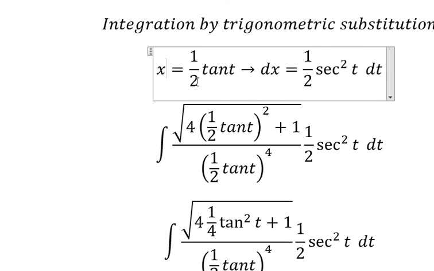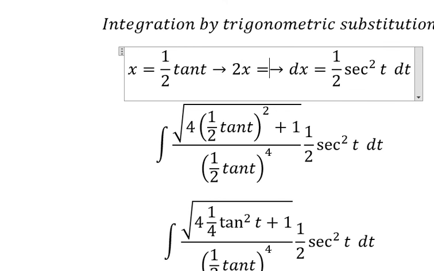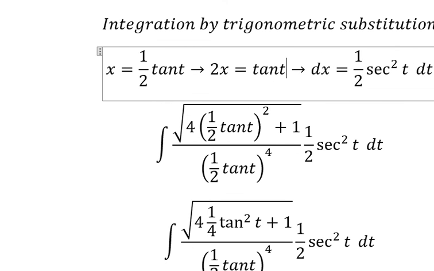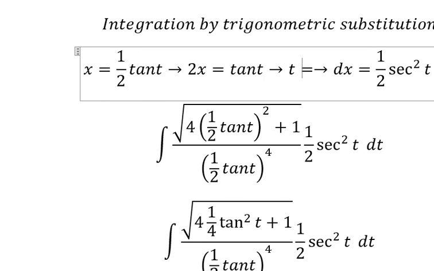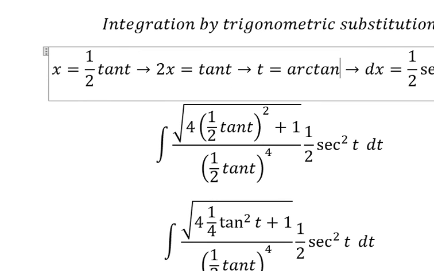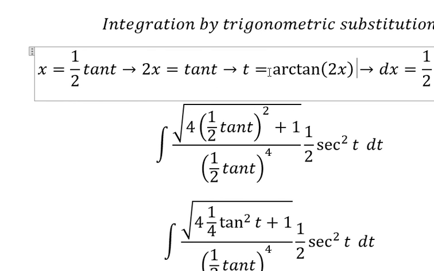So we multiply both sides by number 2, and we have 2s equals tan t. And now we can find the value of t, that is arctan of 2s. So I will put this one to change for t.